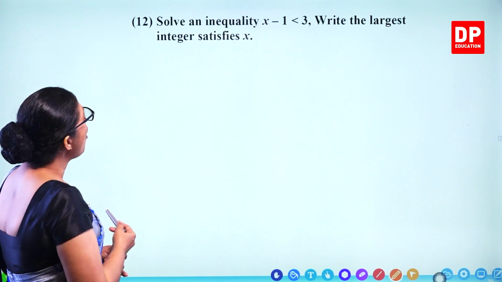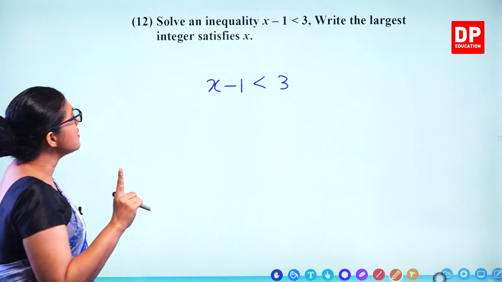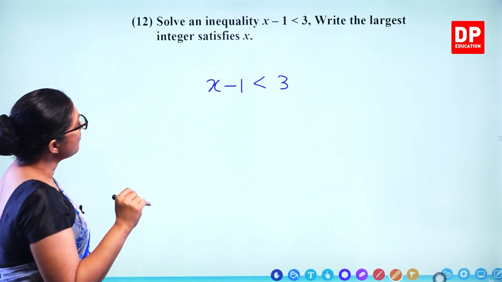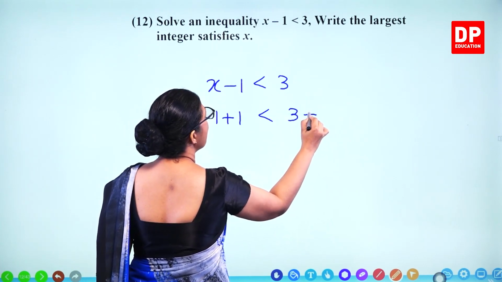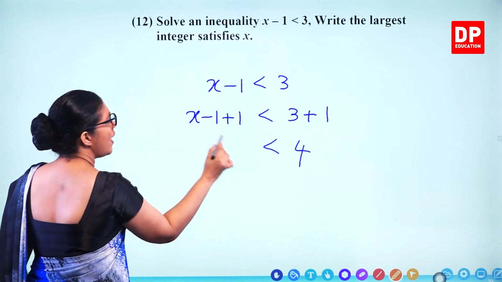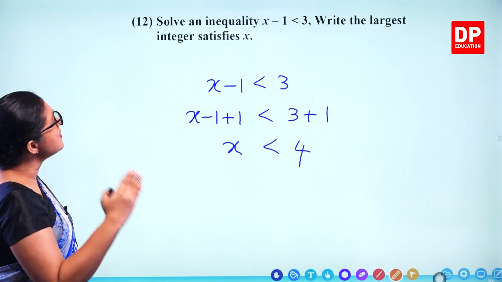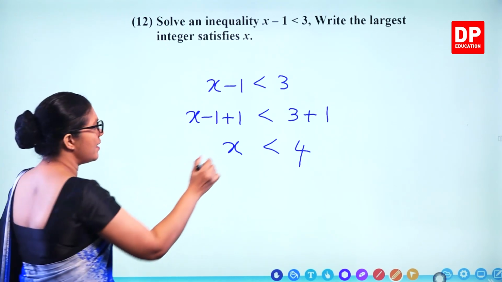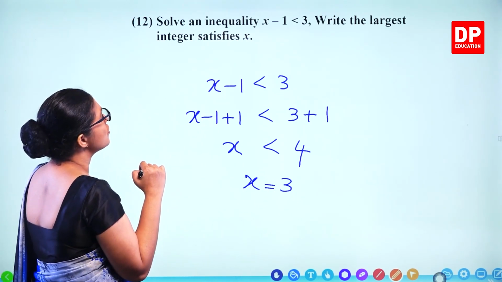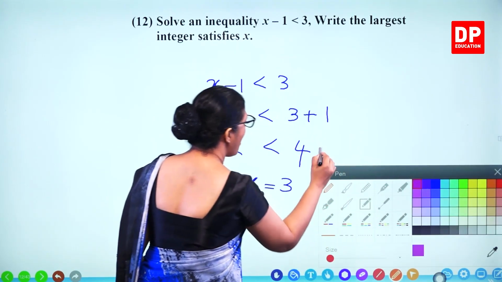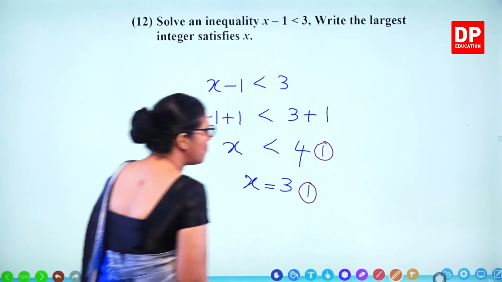Question number 12. Solve an inequality x minus 1 less than 3 and write the largest integer satisfies x. So you have to add 1 to that. We need to get rid of this minus 1. So add 1, what you get? 4, and here you get x. x is less than 4. So 4 is not included. So what is the largest integer satisfy? x equals 3. That's the largest integer. So 2 marks, 1 mark for solving the inequality and 1 mark for identifying the maximum integer value.